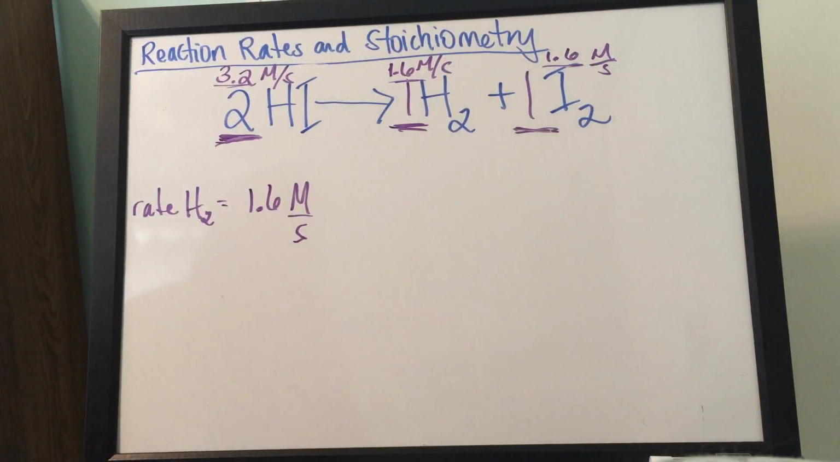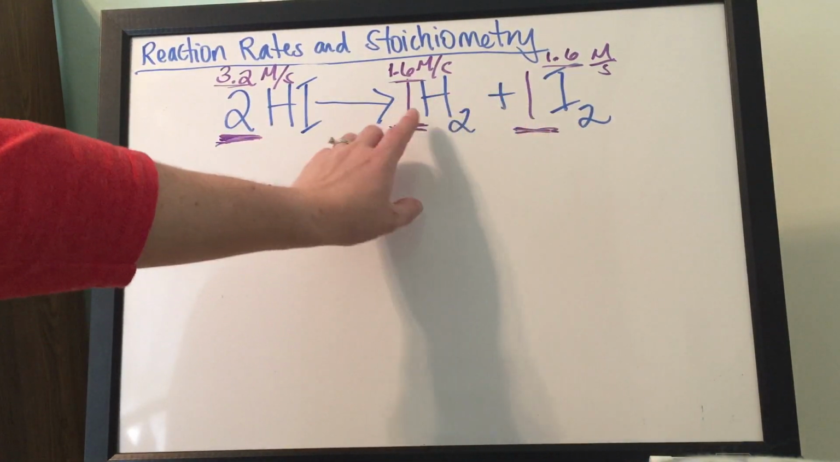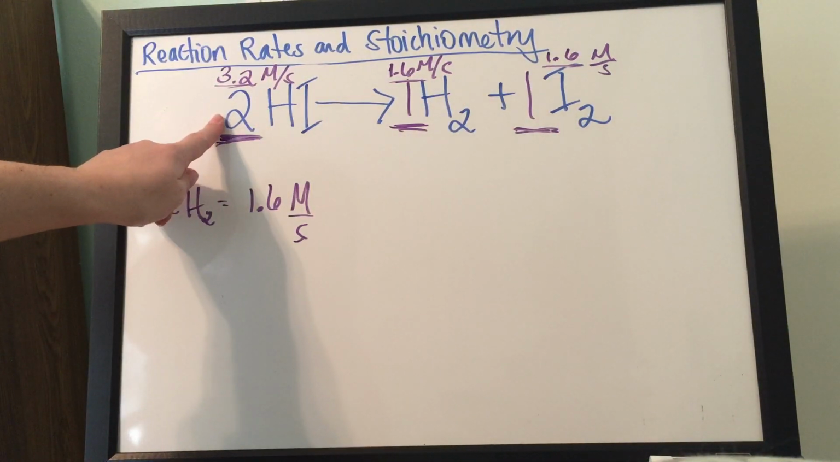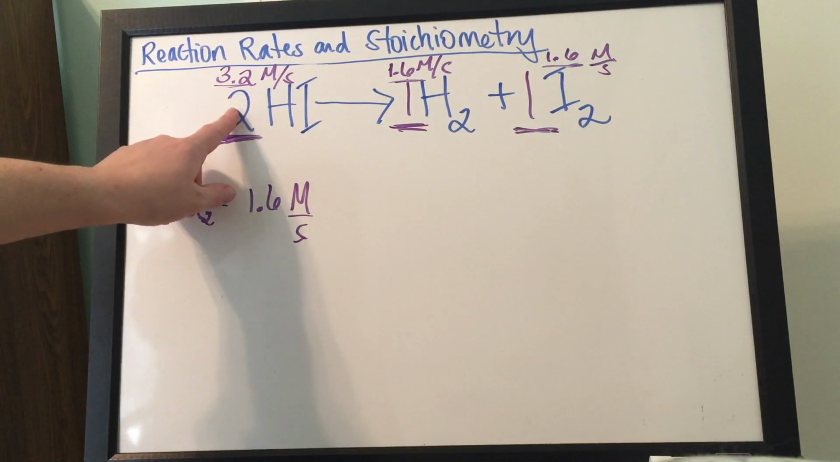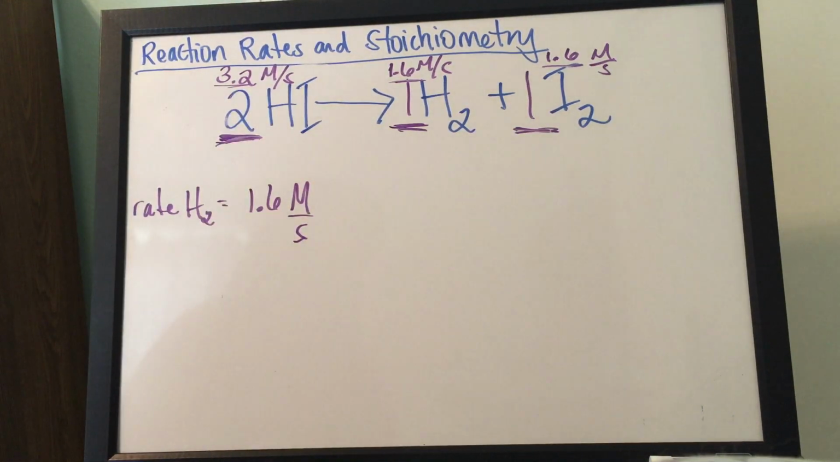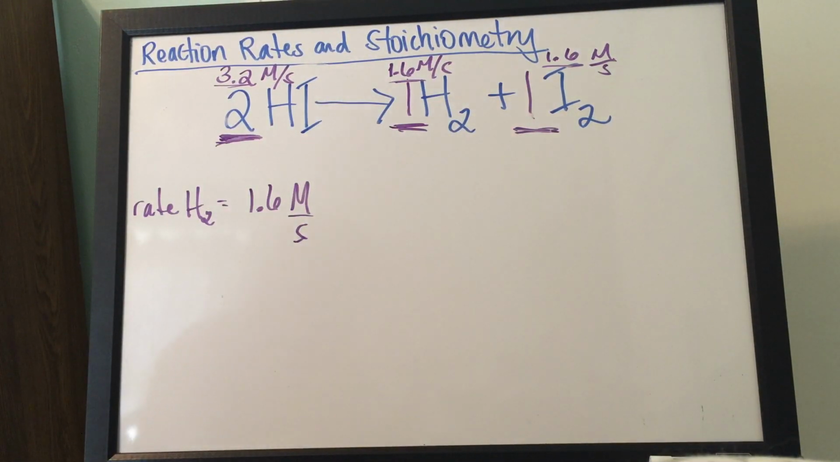Okay, so if you were asked to kind of explain the relationship here, well, you could say that H2 and I2 are appearing at the same rate because this is the same coefficient. But HI is, notice it's disappearing because it's a reactant. It's disappearing at a rate that's twice as big because this is a 2 in comparison to this and this being 1s. So it's that simple.